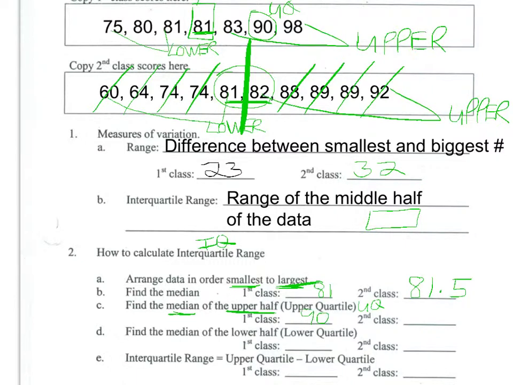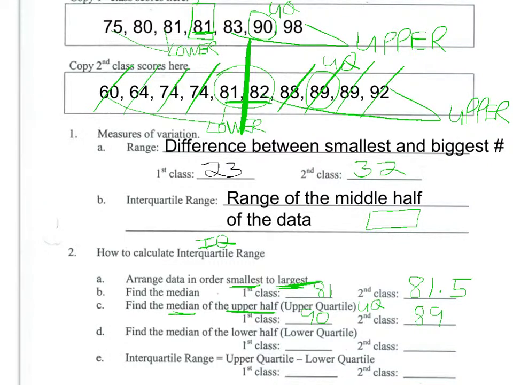When I do the second class, okay, I have what? 1, 2, 3, 4, 5 numbers. So the third number, this 89, is right in the middle. So I'll circle that. Right, that makes sense. I have two numbers to the left of the 89, and I have two numbers to the right of this 89. So this is the UQ. So 89 is the upper quartile for the second class.